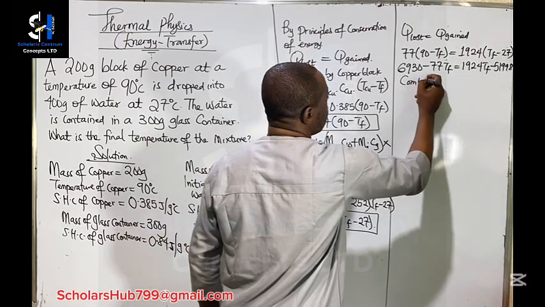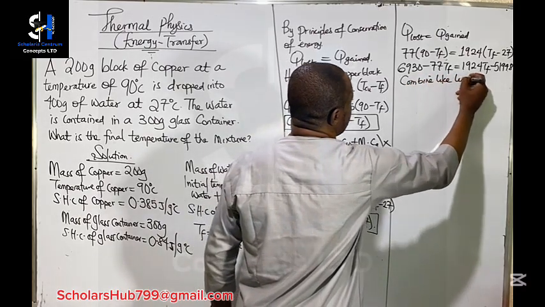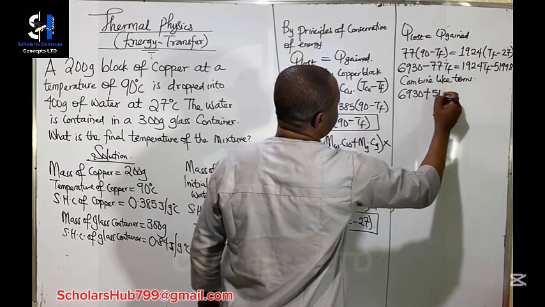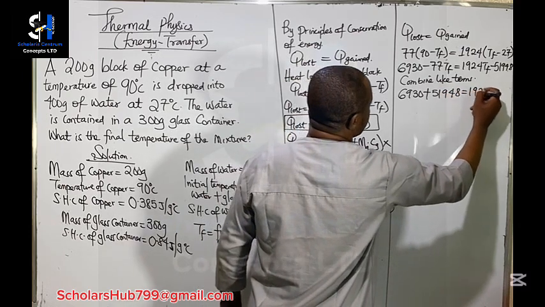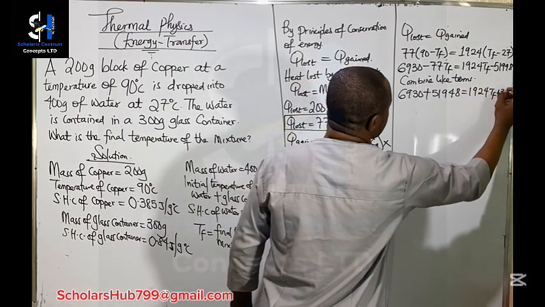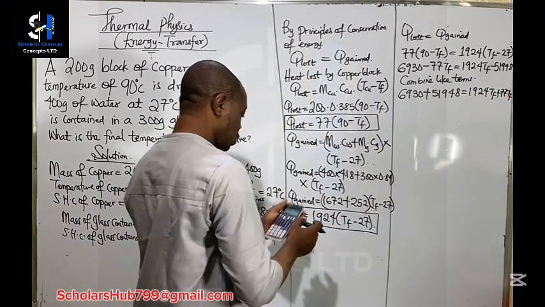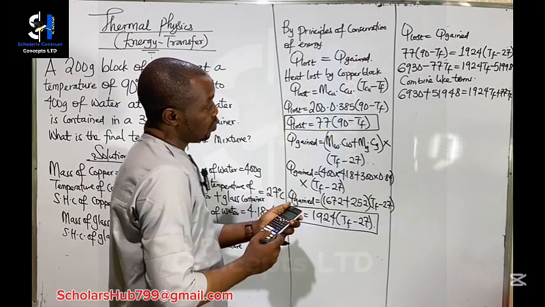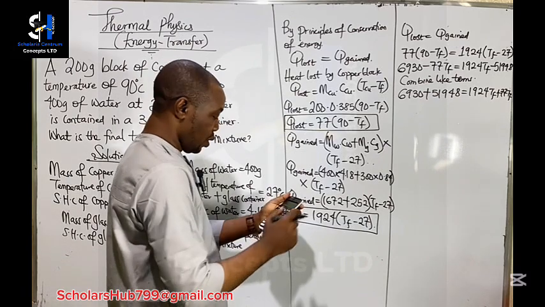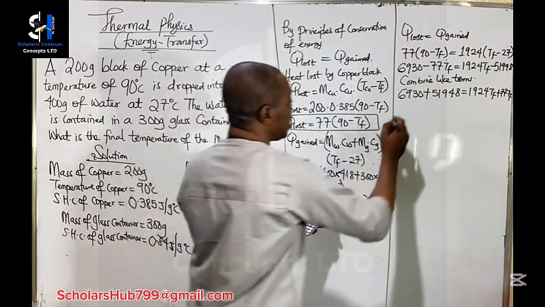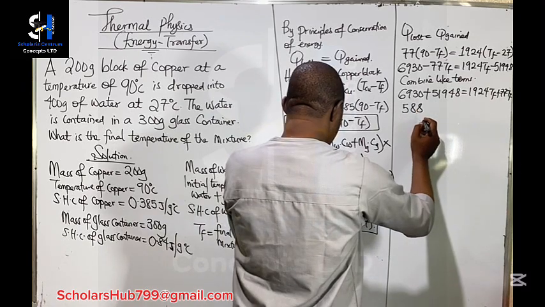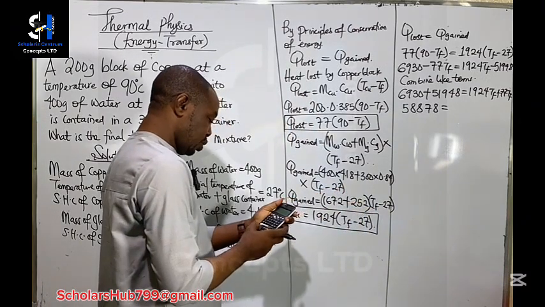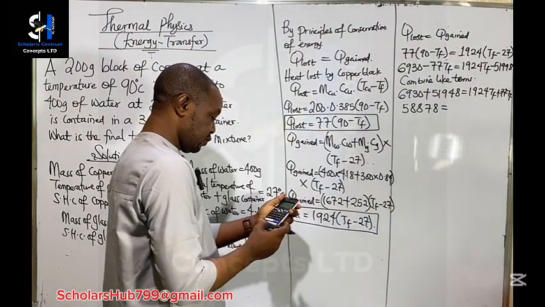Okay, so now we can combine like terms. So 6930, when added to 51948, will be 58878. That equals 1924 TF plus 77 TF, which will be 2001 multiplied by TF.